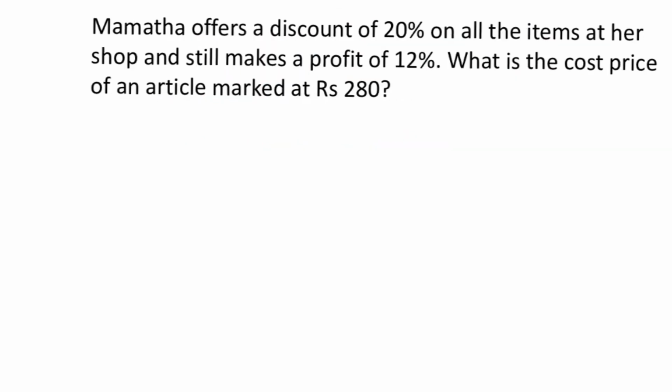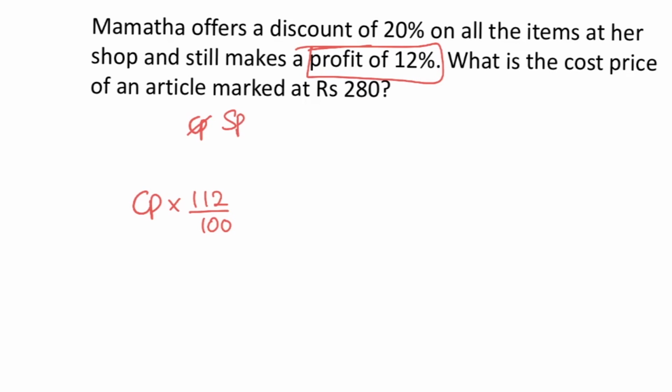Mamata offers a discount of 20% on all the items at her shop and still makes a profit of 12%. What is the cost price of an article marked at 280 rupees? We need cost price. If cost price is CP, cost price applied by profit. Profit is 12%, 112 by 100. On cost price, I applied profit, now it is selling price.